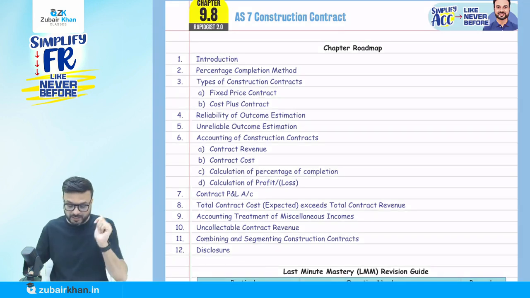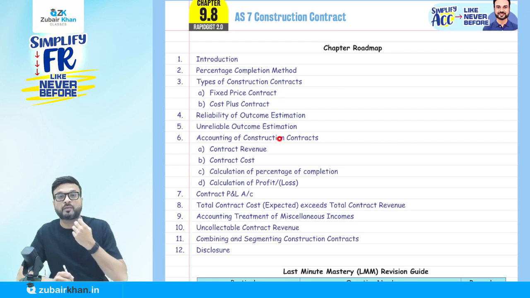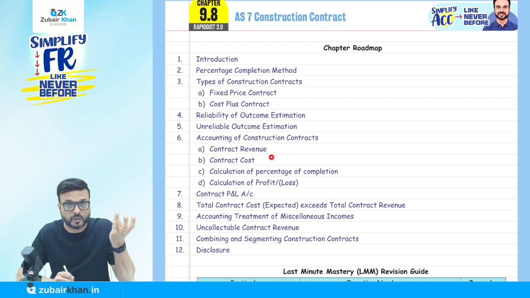As you can see in the chapter roadmap: introduction, then what is the percentage completion method, types of construction contract, that is fixed price contract and cost plus contract, reliability of outcome estimation, unreliable outcome estimation, accounting of construction contract, what we mean by contract revenue, what we mean by contract cost, calculation of percentage of completion, calculation of profit or loss.